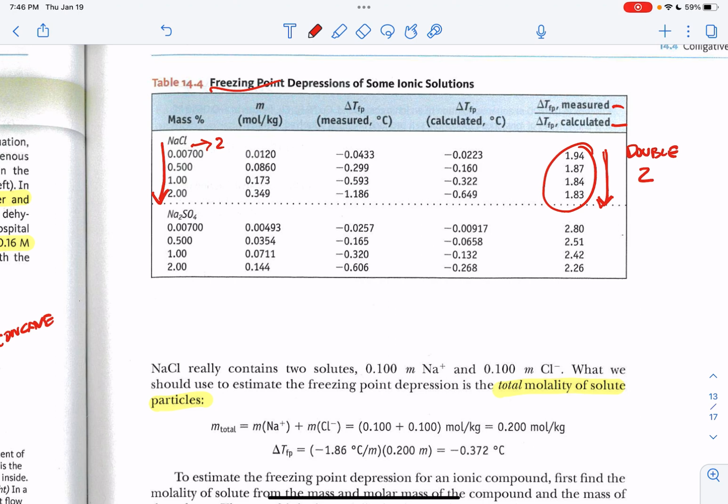And the reason for that is, as your solution of sodium chloride becomes more concentrated, those sodium and chloride ions are going to begin to attract each other. There won't be enough water molecules to surround them and hydrate them and keep them separated. And as a result, instead of having twice as many particles, you won't have quite twice as many particles, because some of the sodium and the chloride ions are going to recombine, reducing the number of particles in solution. Let's take a look at sodium sulfate.